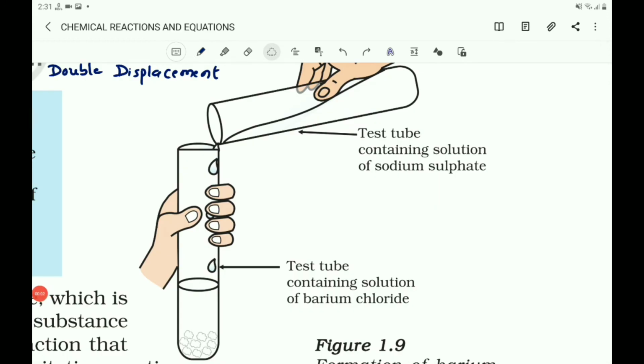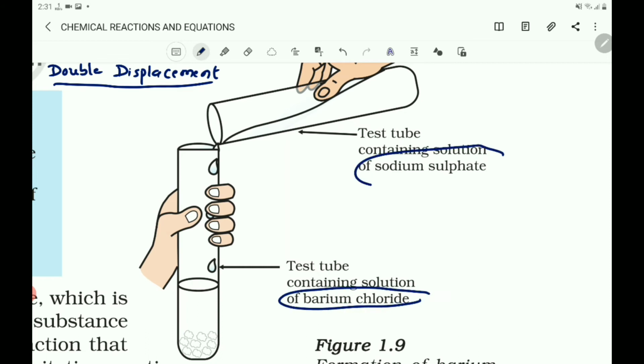Now let us discuss double displacement. You do one activity here. Take about 3 ml of sodium sulfate solution in a test tube. In another test tube, take about 3 ml of barium chloride solution. This is a barium chloride solution. This is a sodium sulfate solution. Mix both the solutions.